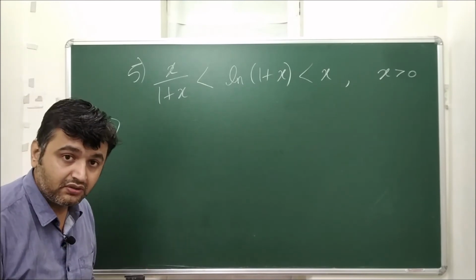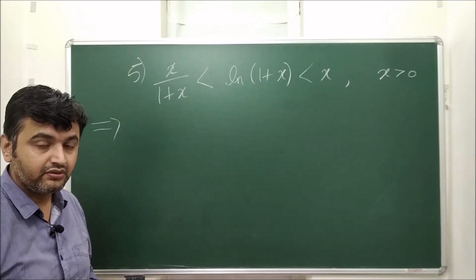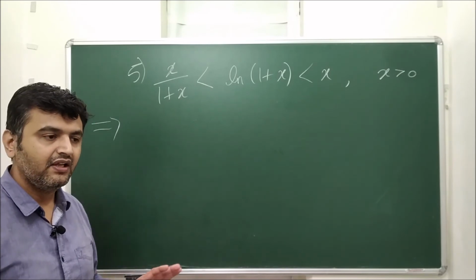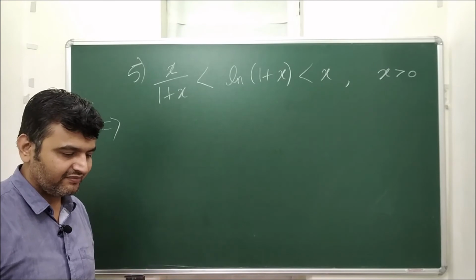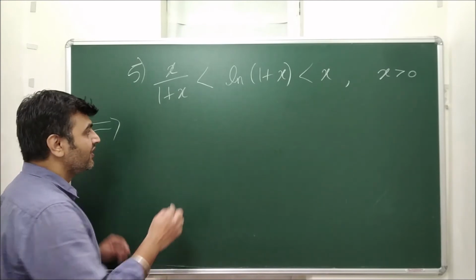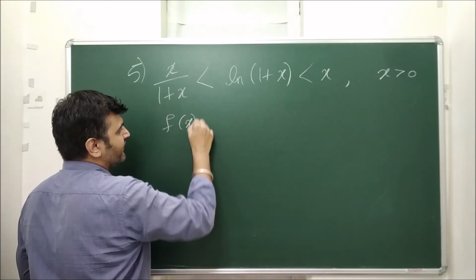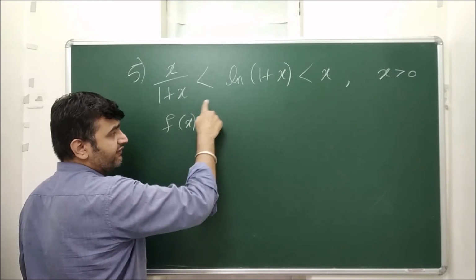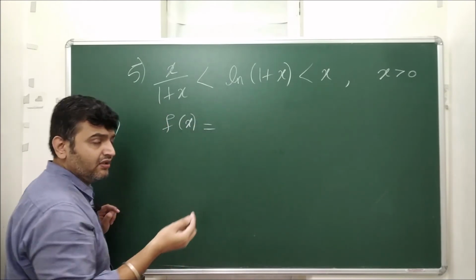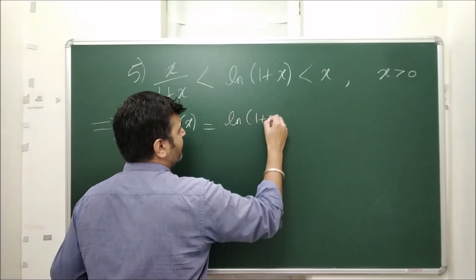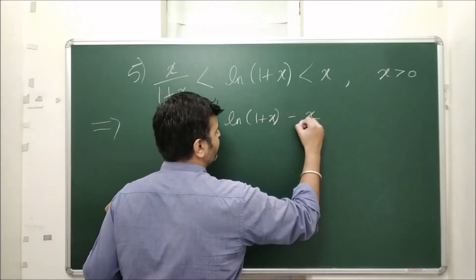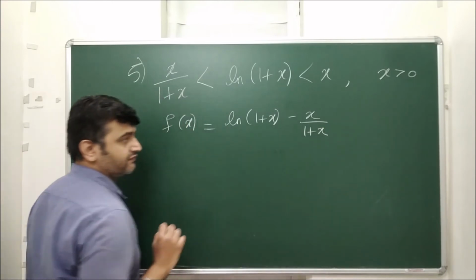But if it is not possible to choose a function, then you go by increasing, decreasing. Most of the times it will never make you sad. Okay, it will always help you out. So you take a f of x. Let's first solve the left inequality, then we will solve the right inequality. So you take whichever you want. Suppose you take ln of 1 plus x minus x upon 1 plus x.